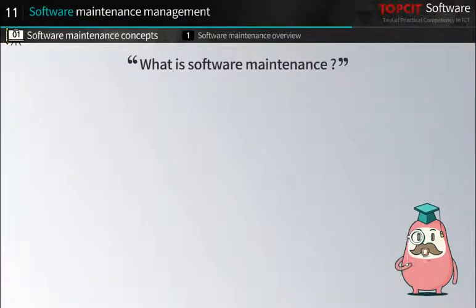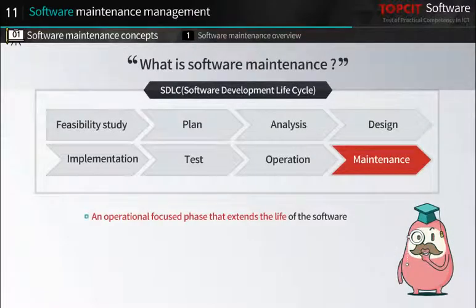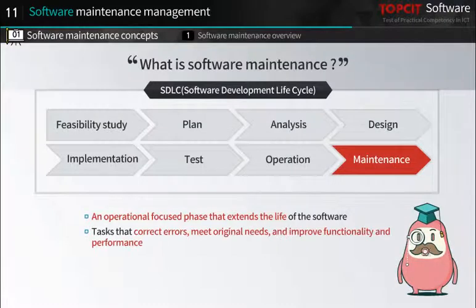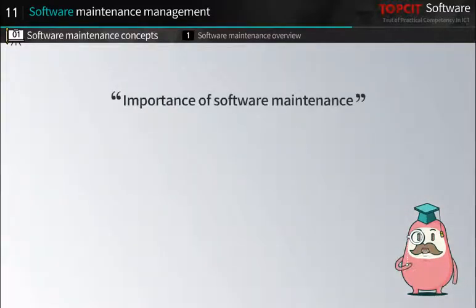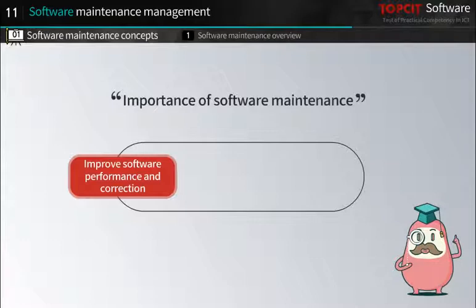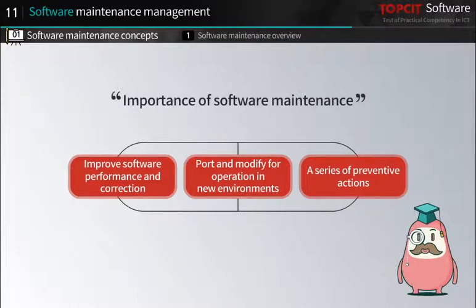Software maintenance is the last phase in the software development lifecycle. This is an operational focused phase that extends the life of the software. It also refers to a series of tasks that correct errors, meet original needs, and improve functionality and performance. A series of all software engineering tasks that take place after the software has been delivered to the customer. They are eliminating defects, improving performance, and adapting to the changing environment. The purpose of software maintenance is largely to improve software performance and correction, port and modify for operation in new environments, and take a series of preventive actions.